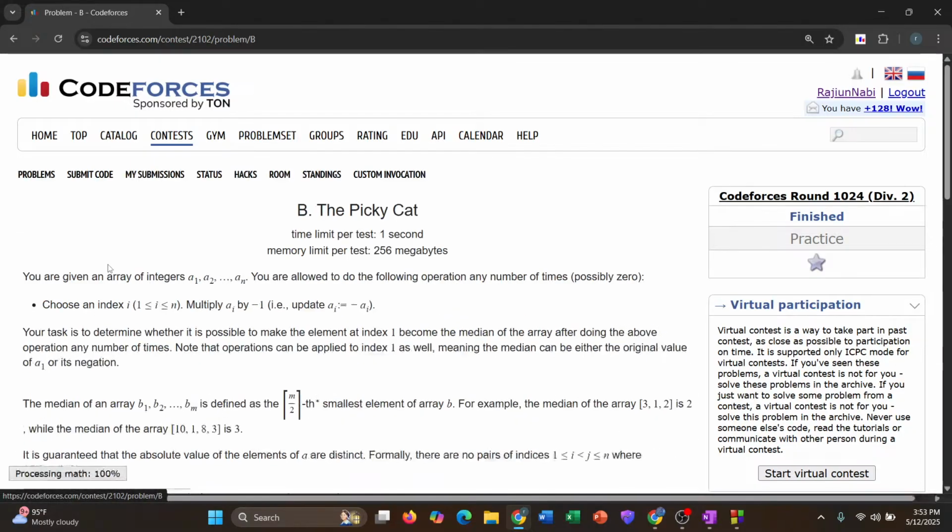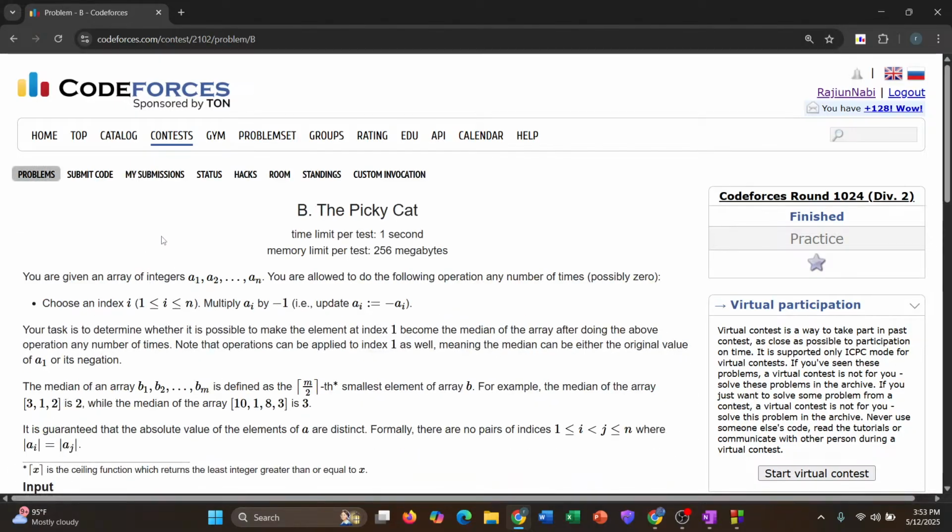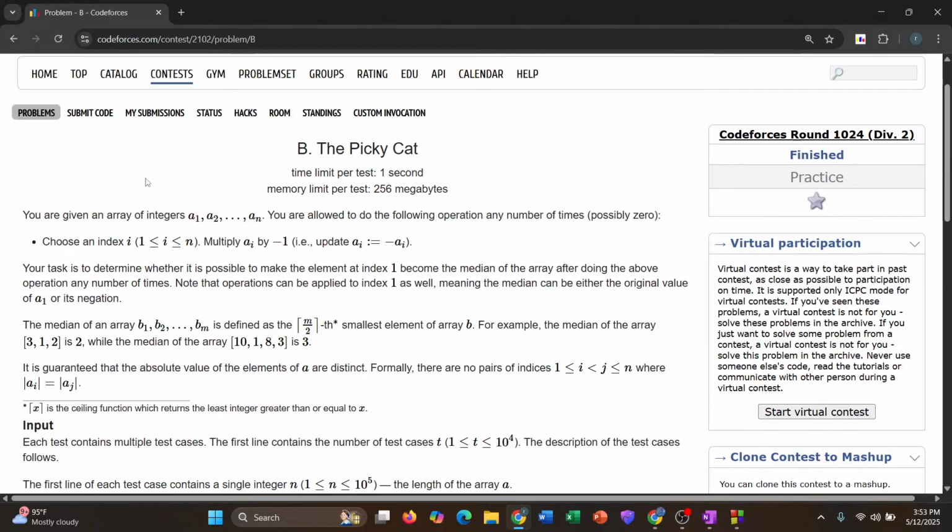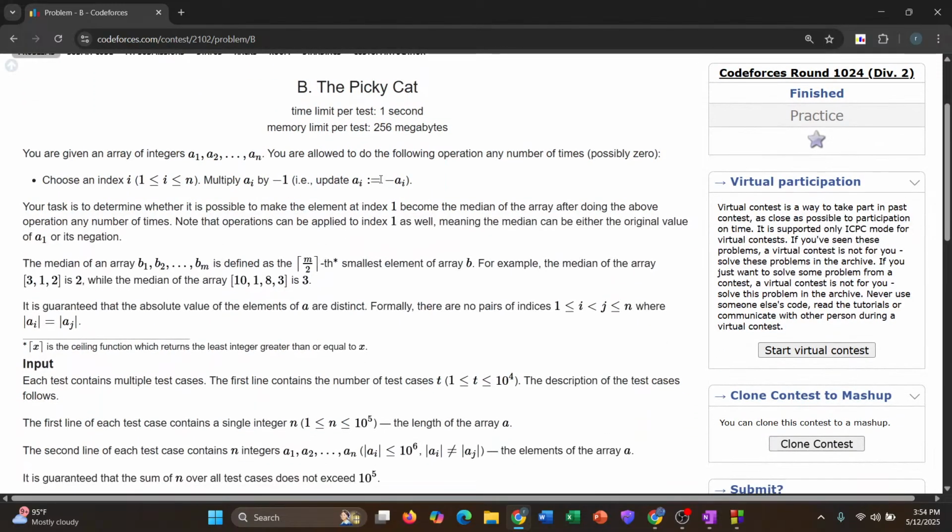So let's go to problem B. It says that you are given an array of integers a1, a2, ..., an. You are allowed to do the following operation any number of times. Choose an index i and multiply ai by -1. That means update ai to minus ai.